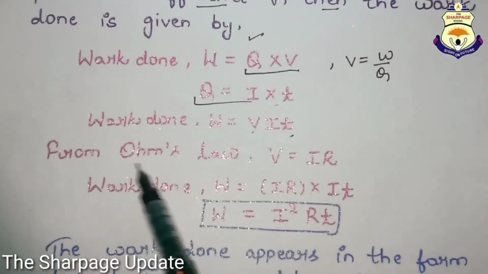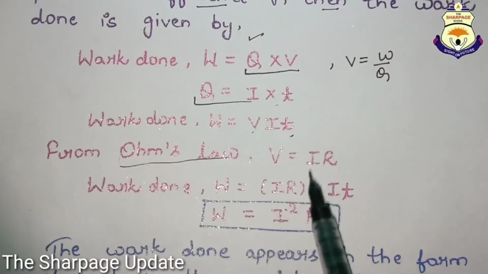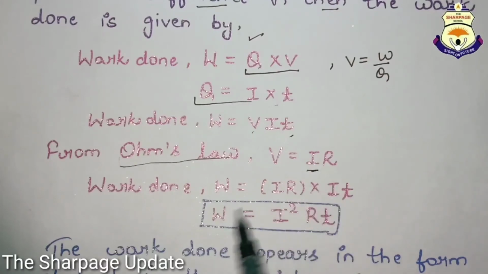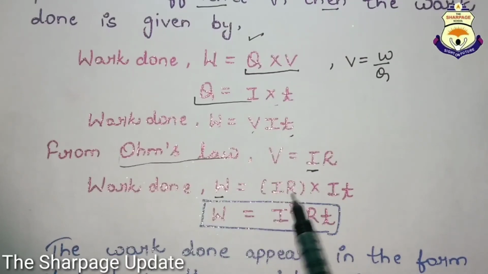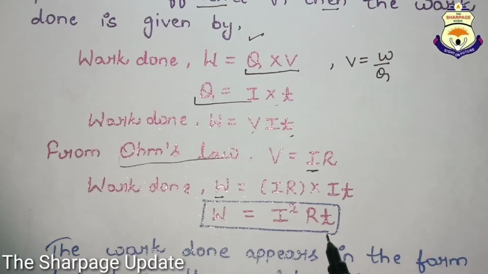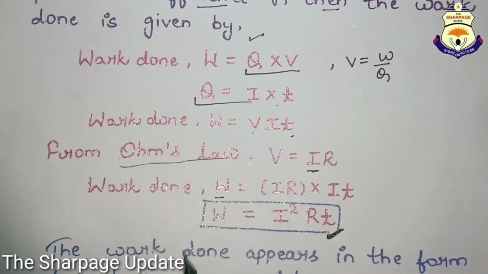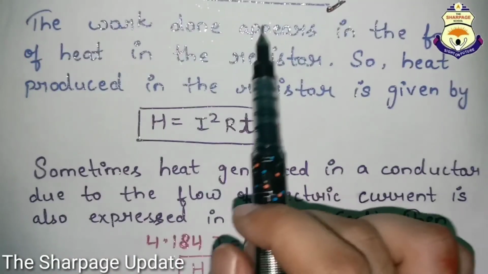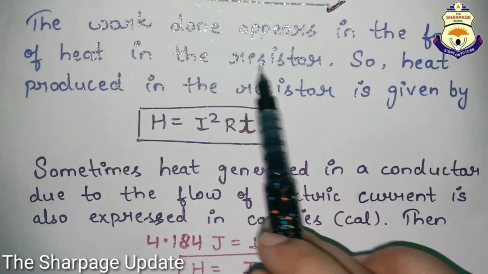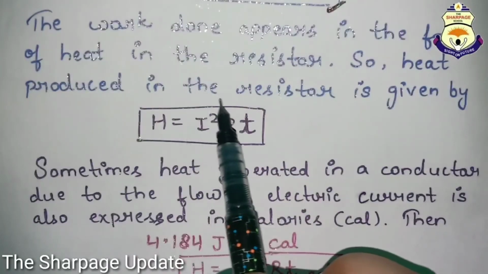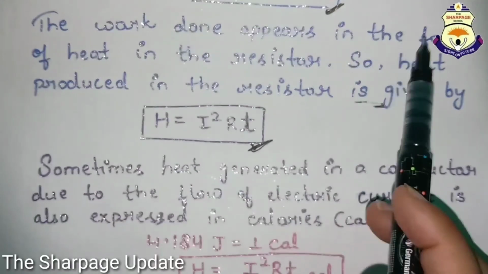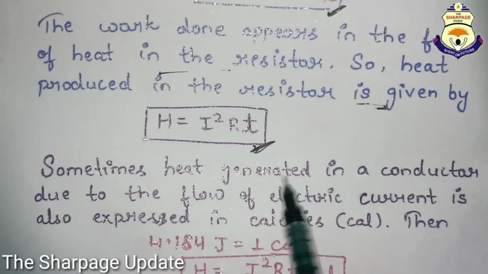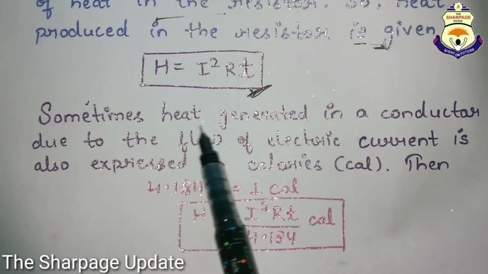Now from Ohm's law, V is equal to IR. So work done will be equal to IR into IT, as we have placed IR in place of V. So, W is equal to I square RT. Now the work done appears in the form of heat in the resistor. So heat produced in the resistor is given by H is equal to I square RT, as we have placed H in place of W.